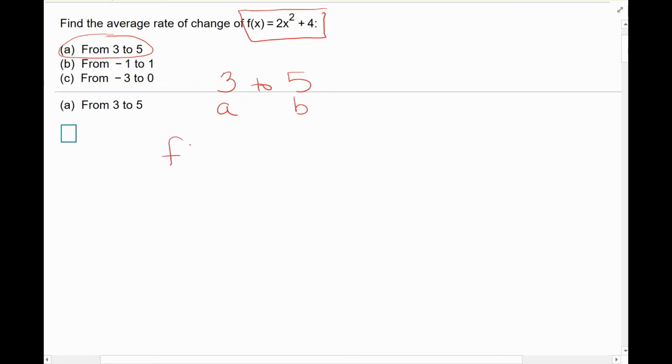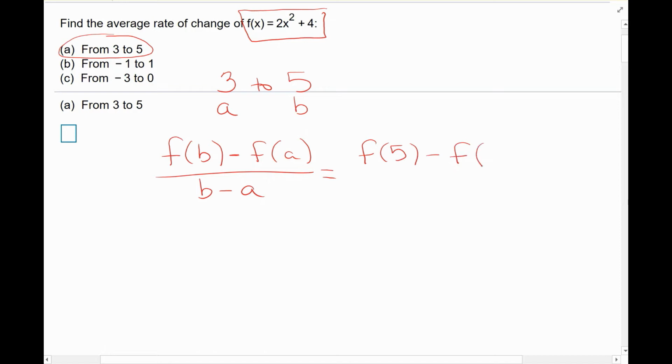Now let's make sure we remember the formula. The formula looks like this. F of B minus F of A over B minus A. So let's just fill in the gaps. F of B, my B value is 5, minus F of A, my A value is 3, and then at the bottom I have B minus A, which is 5 minus 3. So I have everything plugged in. Now I need to solve.